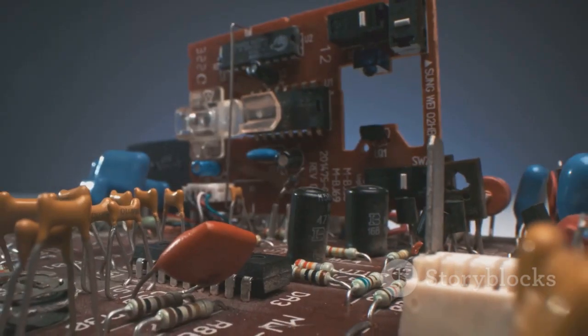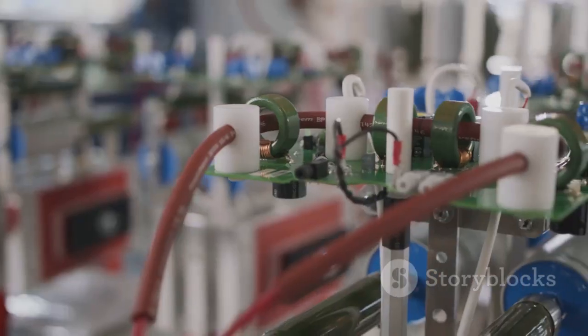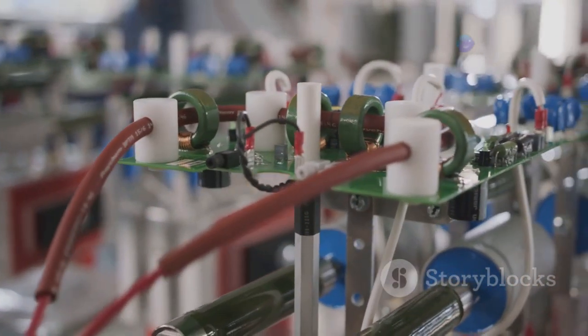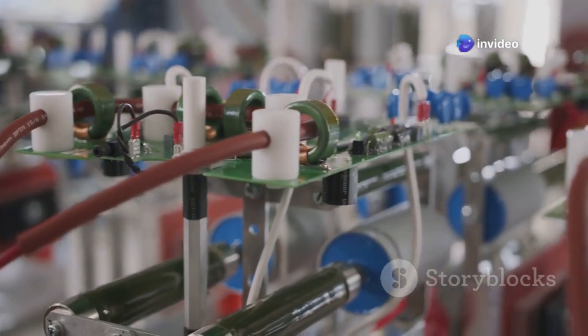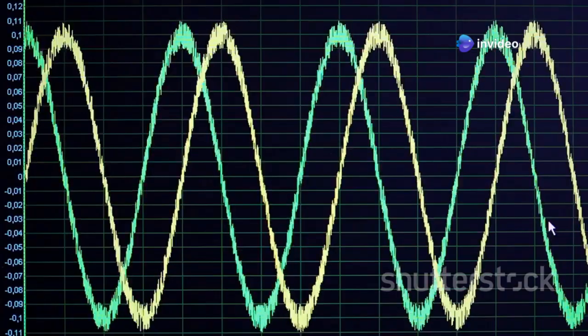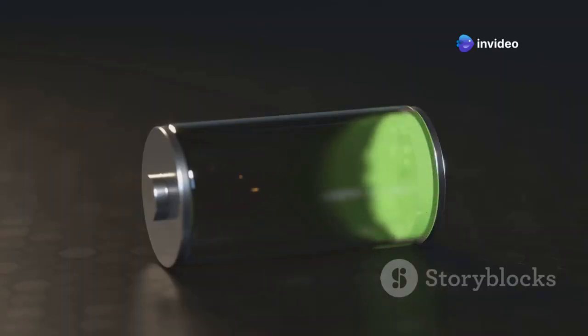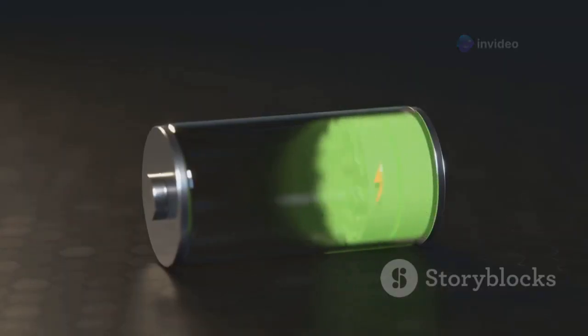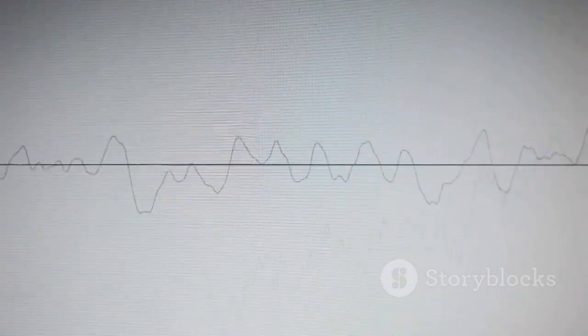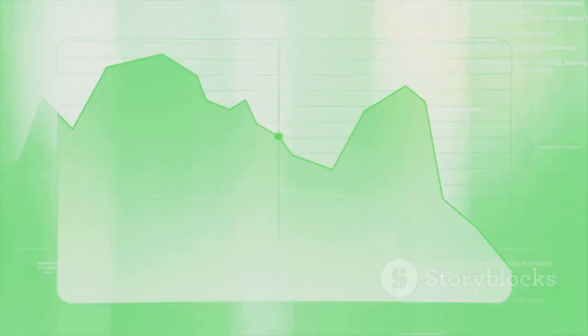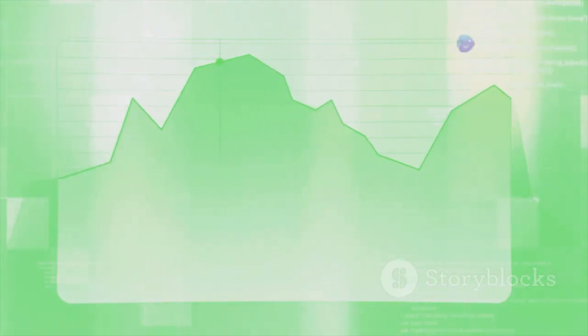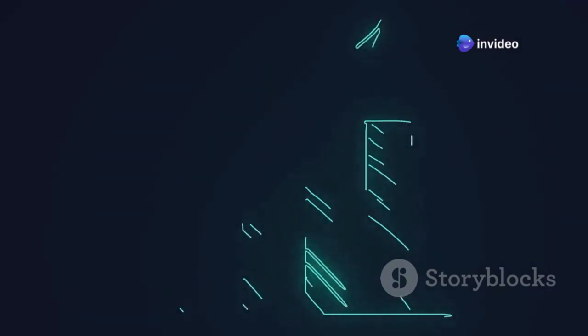Things are about to get a little more dynamic as we explore the world of first-order circuits. These circuits contain energy storage elements like capacitors and inductors, which means their behavior changes over time. Imagine charging up a capacitor or energizing an inductor. The voltage and current don't instantly reach their final values. Instead, they change gradually over time, like a roller coaster slowly climbing a hill.